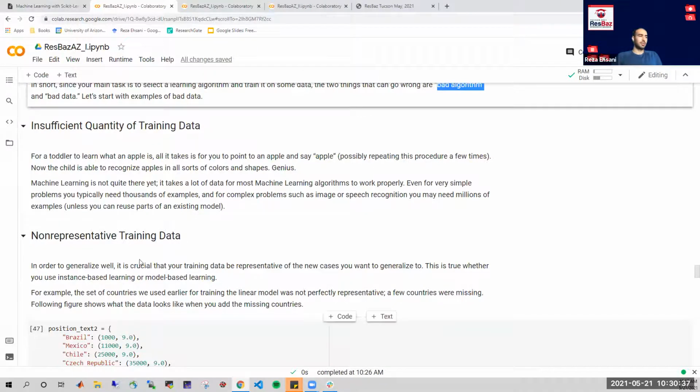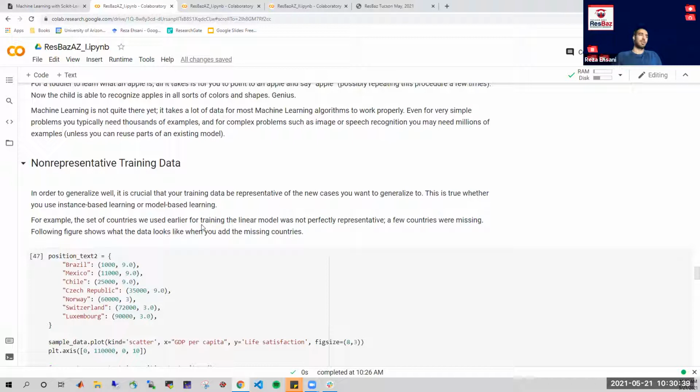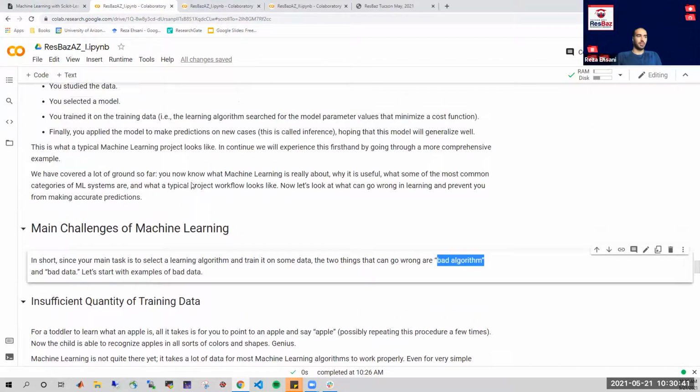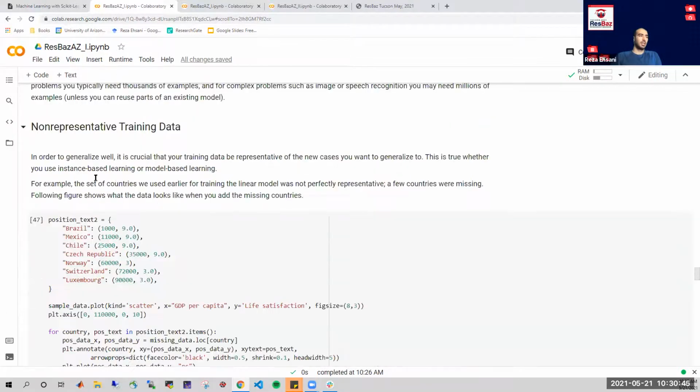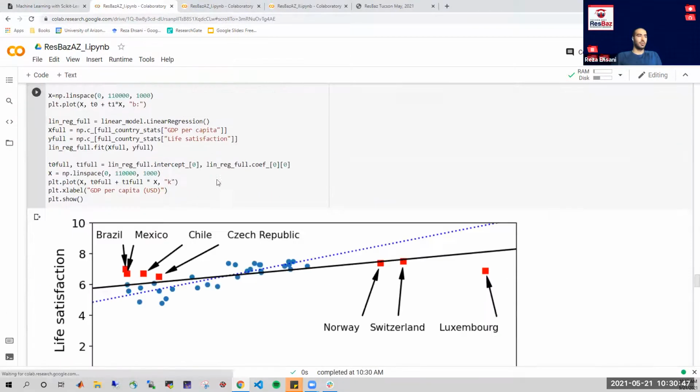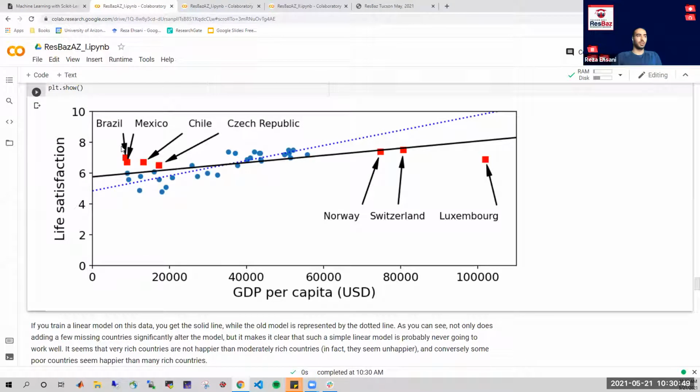So for example, we got a set of countries. As I mentioned here, we got a bunch of them, but assume that there were some missing values there. And I have plotted those missing values, 6 more countries: Brazil, Mexico, Chile, Norway, Switzerland, Luxembourg. So if you train your model on this data, you get a solid line, while the old model is represented by the dotted line.